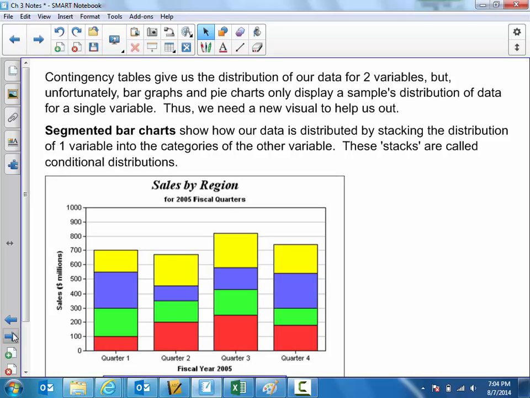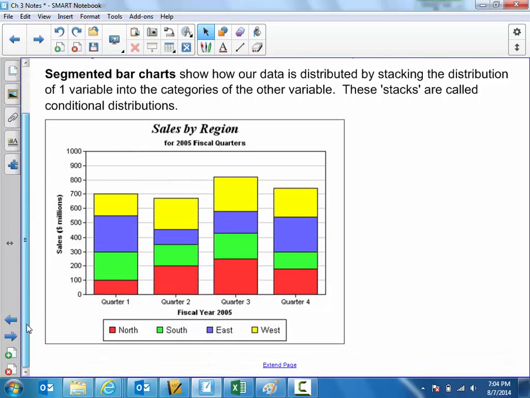Contingency tables give us the distribution of our data for two variables, but unfortunately bar graphs and pie charts only display a sample's distribution of data for a single variable. So what we've got here is a segmented bar chart, which is to the contingency table as a bar chart is to a frequency table. That is to say, a segmented bar chart displays the data according to two variables, just like the contingency table does, whereas the bar chart, just like the frequency table, shows the data according to a single variable.